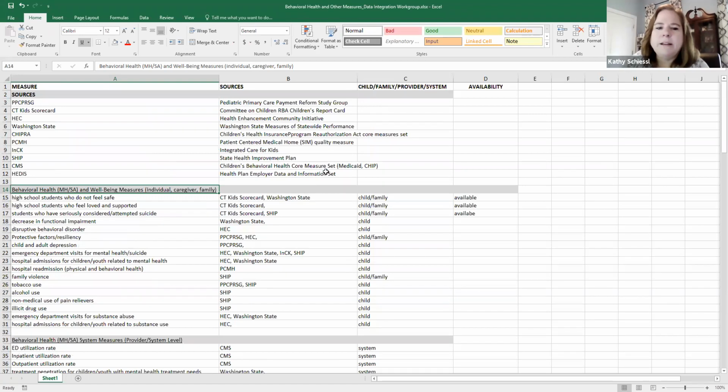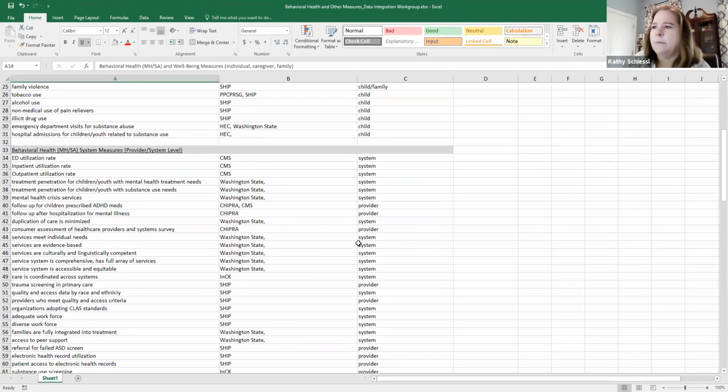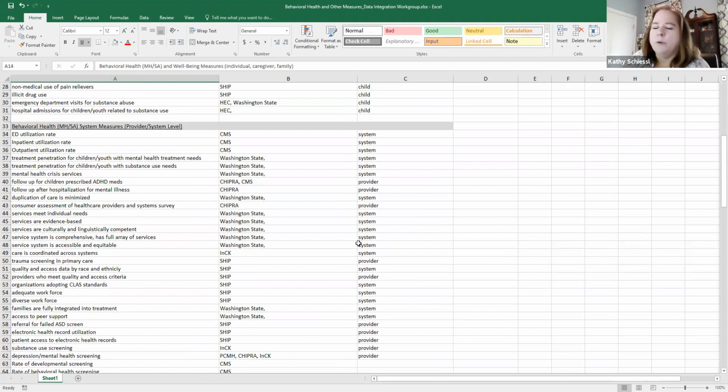I guess my initial impression related to the measures is that the behavioral health system measures seem to reflect more whether the children's behavioral health system is doing well. And it would seem that a lot of those cross-cut many different programs. So for example, the ED, inpatient and outpatient utilization rates would seem to be more relevant. Mm-hmm.